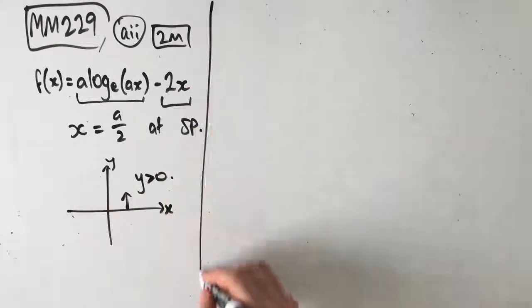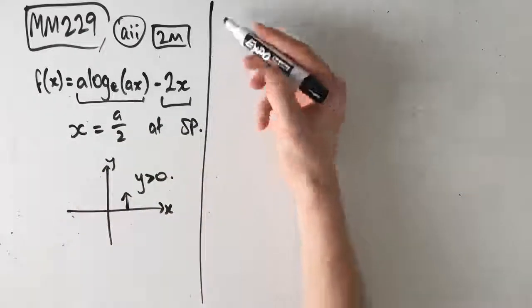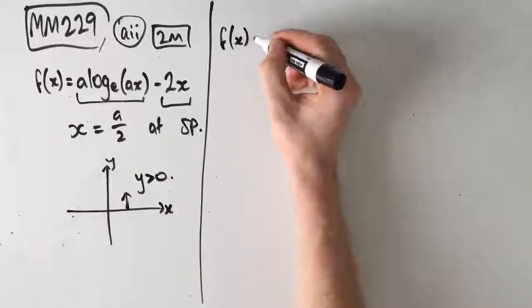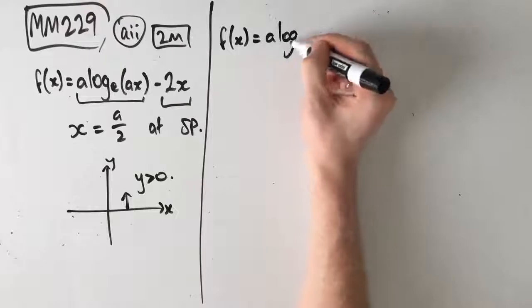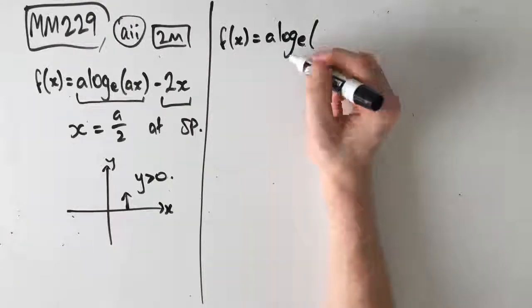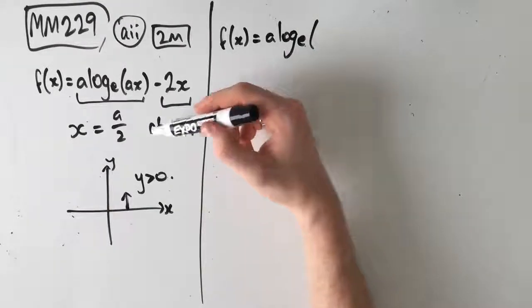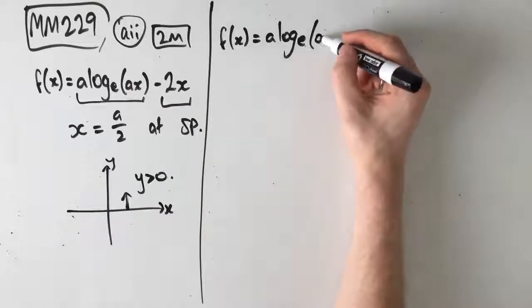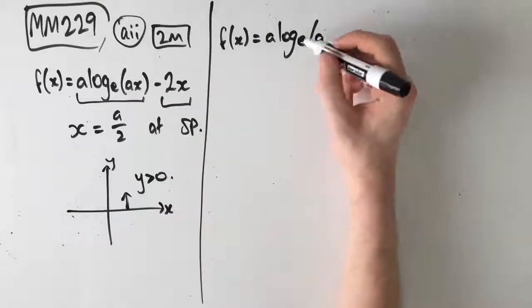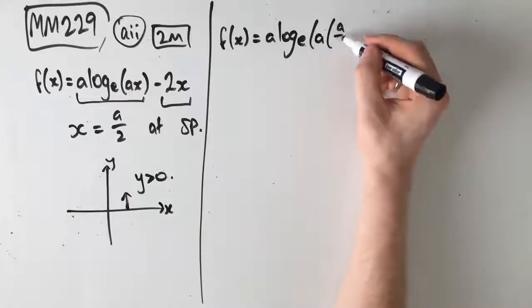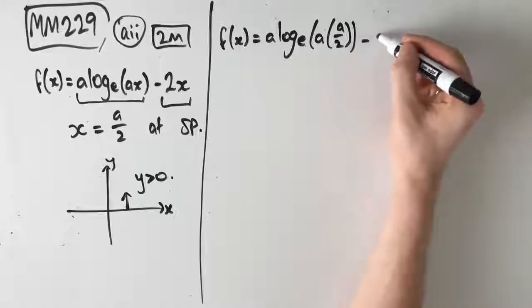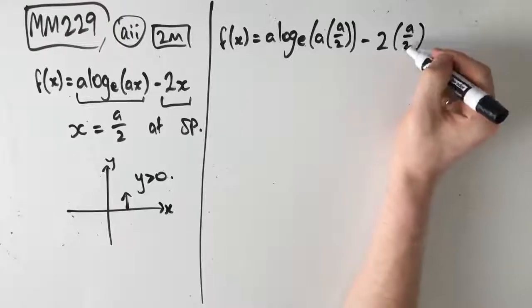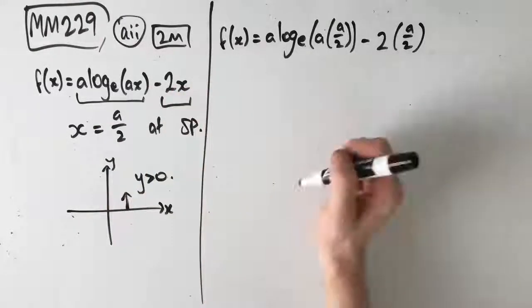So we know that f of x is equal to a log e of ax, but we're looking for our stationary point, right? And we know that our x value at our stationary point is a on 2. So at our stationary point, f of x is equal to a log e of a times a on 2 minus 2 times a on 2, right? Because we're just subbing in a on 2 for all of our x values.